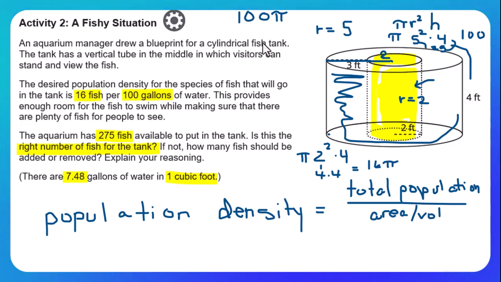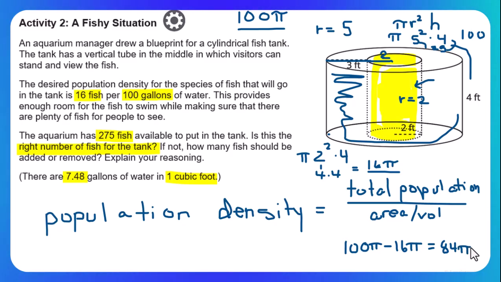Let's take our 100, the entire cylinder, minus 16. Looking for a place to draw. So 100 pi minus 16 pi is 84 pi. That's what's left in the fish tank part that's surrounding that yellow cylinder.